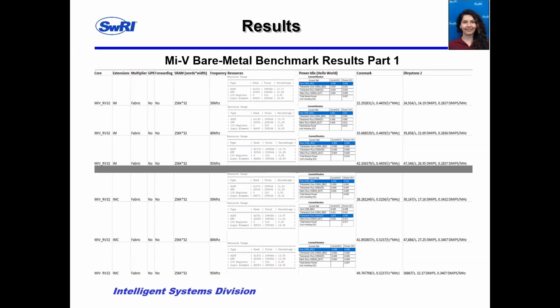This is the first batch of MI-V benchmarks with the simpler and slower core configurations that utilize fabric multipliers. The smallest core without compression extension was unsurprisingly the slowest tested. Adding the compression extension alone granted a sizable performance bump with virtually no increase in device utilization or power consumption. Performance scaled linearly with frequency, showing no memory bottleneck. There is adequate space on the FPGA for multiple of these cores.